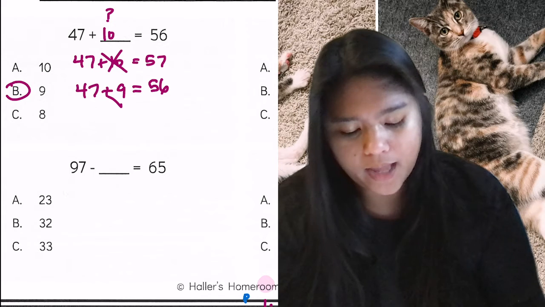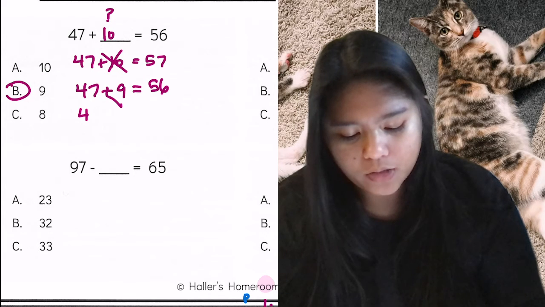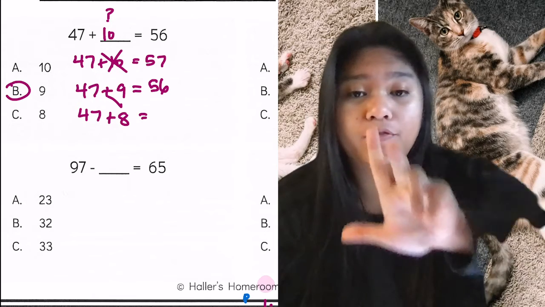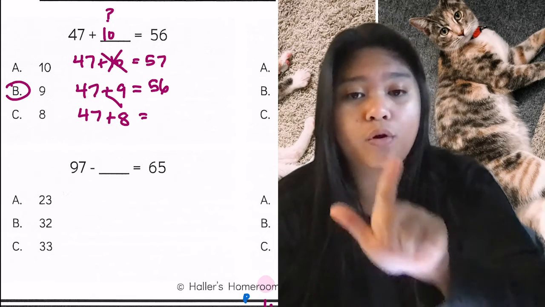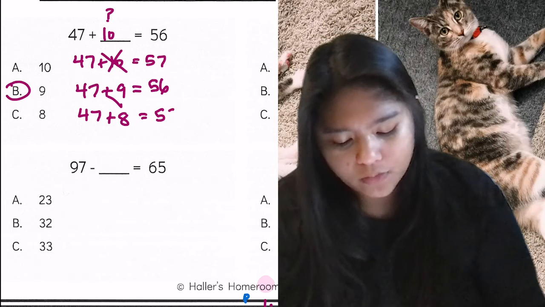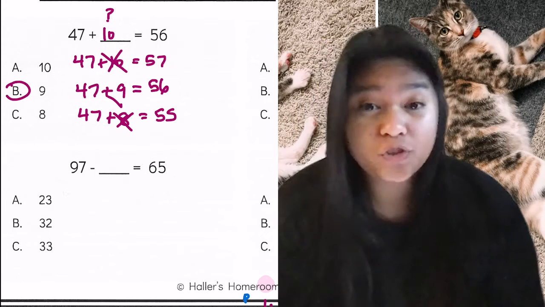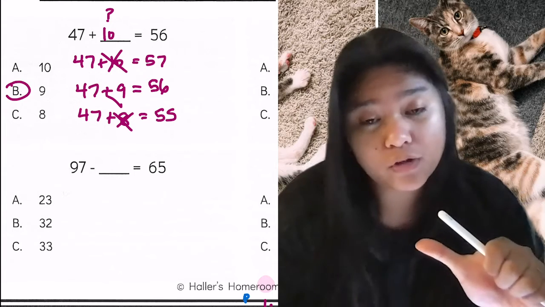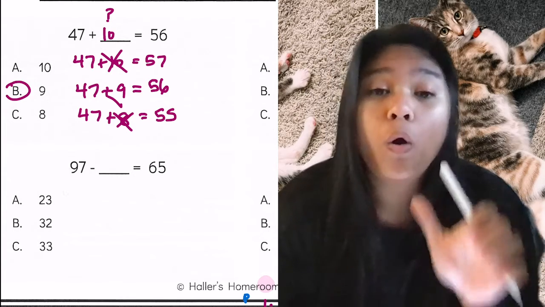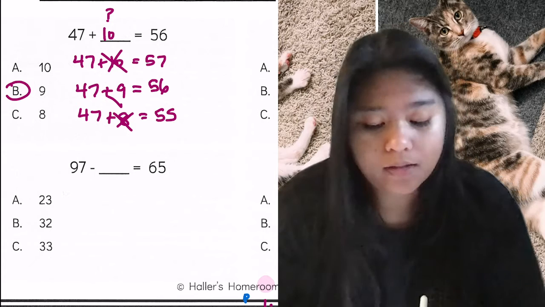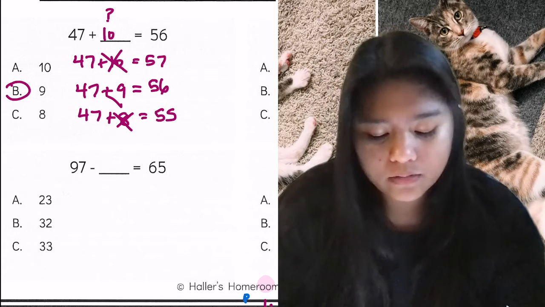Let's double check 8 just to make sure. So 47 plus 8. Let's do it. 47, 48, 49, 50, 51, 52, 53, 54, 55. Good. So 47 plus 8 is equal to 55. So that doesn't work. So both strategies work, okay? So we could use inverse operations. I recommend inverse operations because it's a lot faster. Or you could use plug and chug. If it's a multiple choice, you could plug in the answer and see if it works, okay?